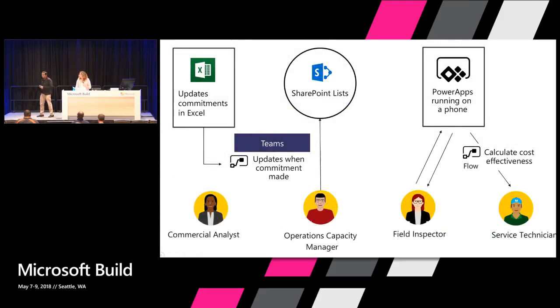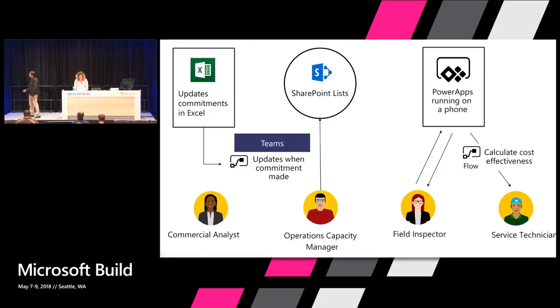Now let's recap where we were. So far, we had our commercial analyst who was working in Excel and essentially updated the commitments for our company, for Cronus Energy. We then used a flow to put that data into SharePoint and to notify our operations capacity manager. Now this individual went in and selected the turbines that they wanted to use to meet those energy targets. We then had a field inspector that was entering in information, inspections, into a PowerApps that's running either on the web or on a phone.